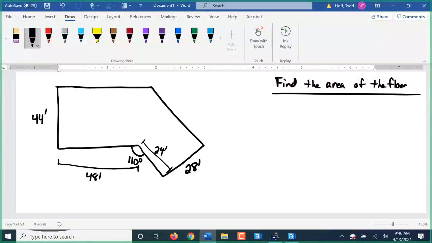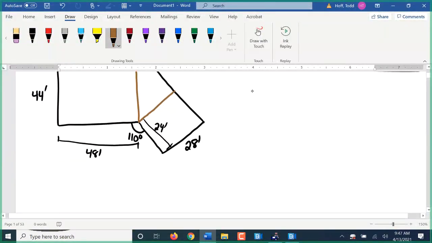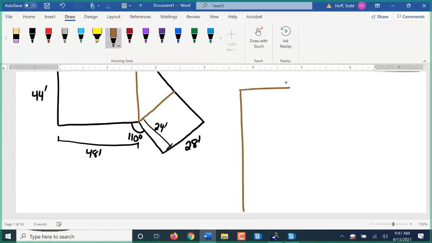So looking at this one here, again, the thing we need to do first is to cut this into pieces. And the logical thing is to cut off these rectangles on either side and leave us with this odd shape here in the middle. Well, what are we going to do with that odd shape? Well, let's look at it. I'm going to draw it out over here, and we're going to look at what we know about it.